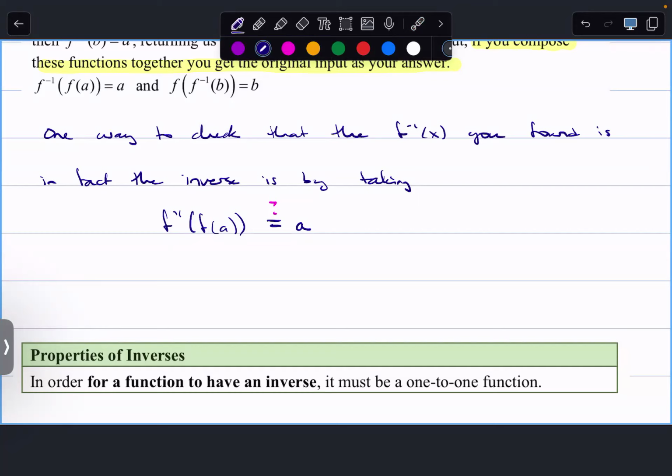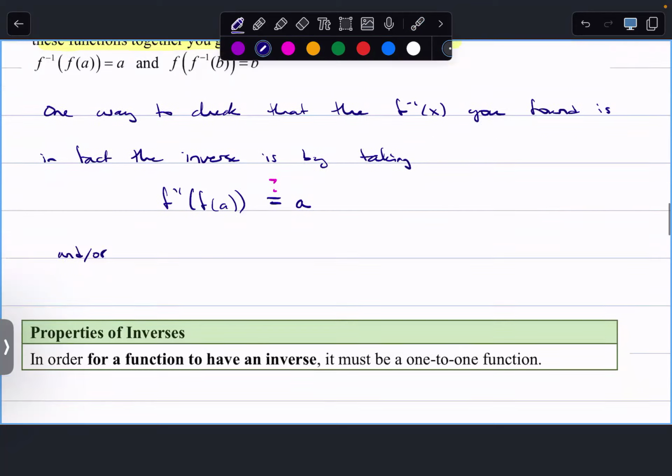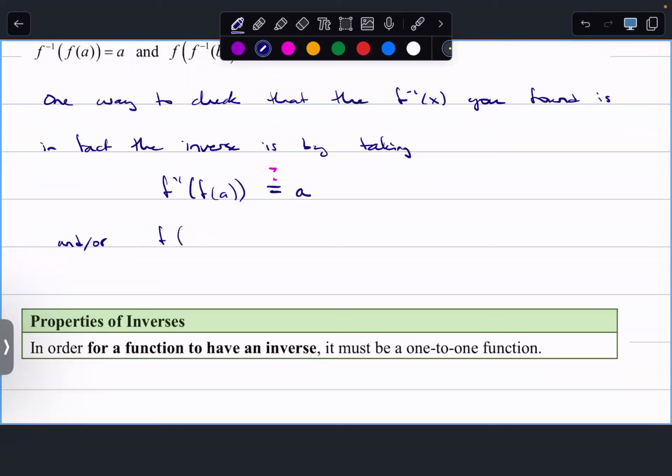Or similarly, so usually I do both. F of f inverse of a, we should check that it equals a. Or x, or whatever you want to use as your input.